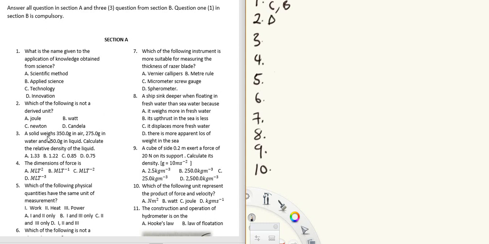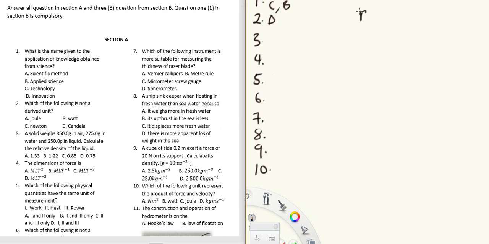And then you go to question three. A solid weighs 350.0 gram in air, 275.0 gram in water, and 250.0 gram in liquid. Calculate the relative density. As you already know, relative density is, let me come back a little, so that we will understand.